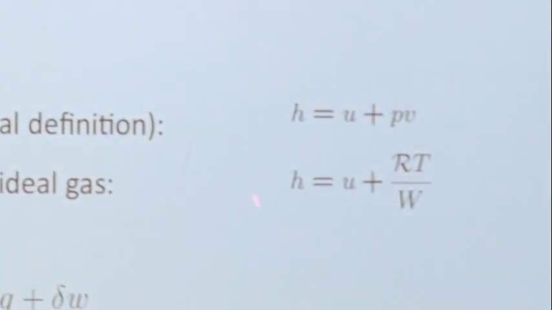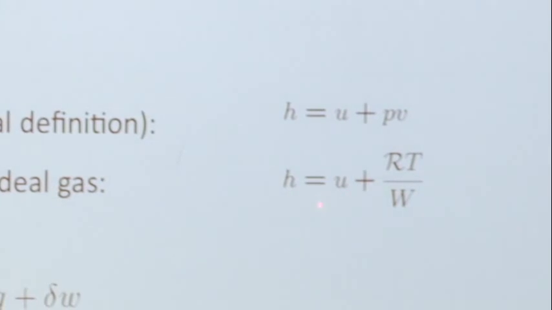Enthalpy, because of this relation here, is also just a function of temperature. U is a function of temperature. Here's the temperature. So both enthalpy and internal energy are functions only of the temperature for an ideal gas. Okay, so that's what we are usually concerned with. Entropy, which we'll come to later, of course depends on the pressure also.